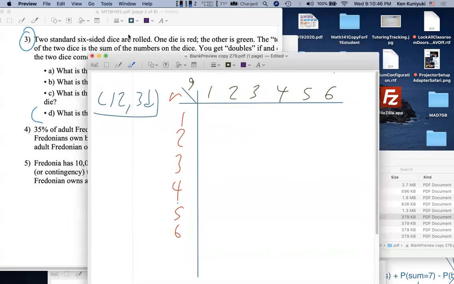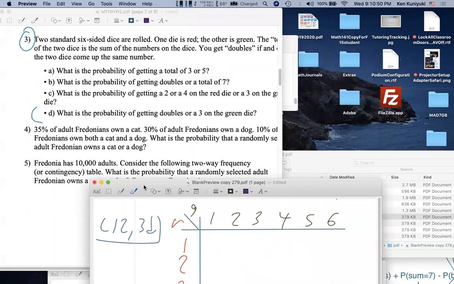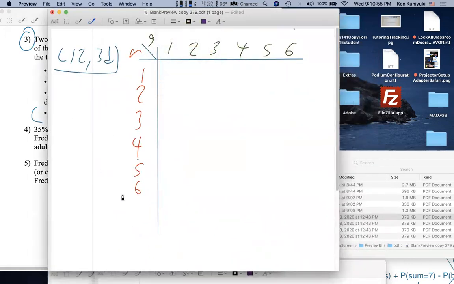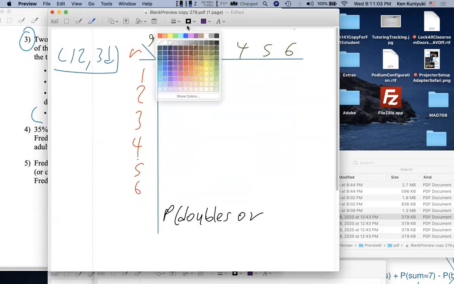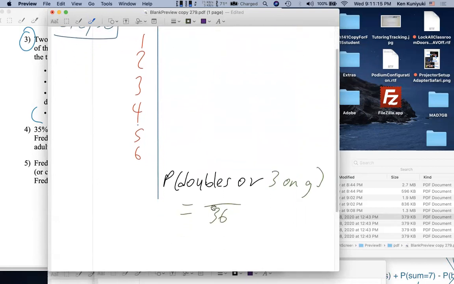All right. Well, again, the probability of getting doubles or a 3 on green. All right. I'll do the neutral color black here. The probability of doubles, or I'll switch to green here, a 3 on green, equals something over 36. That's a good template for these 2 dice problems, right? Something over 36.